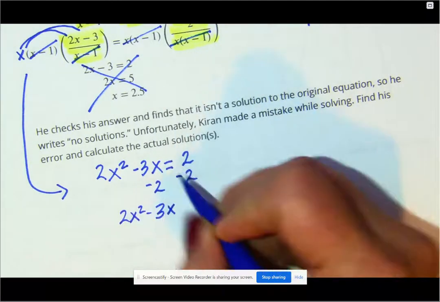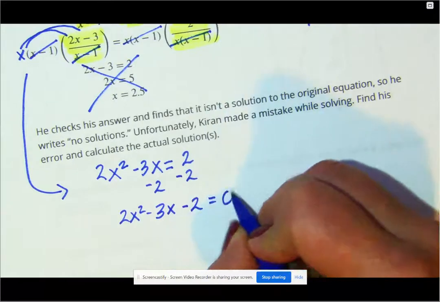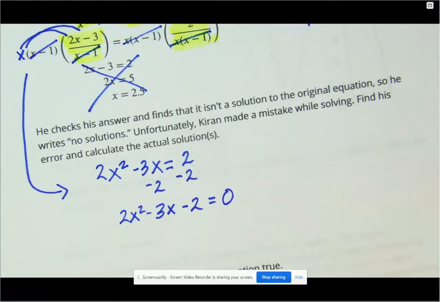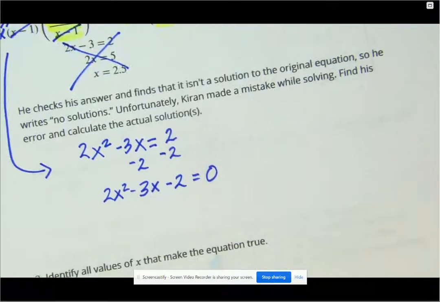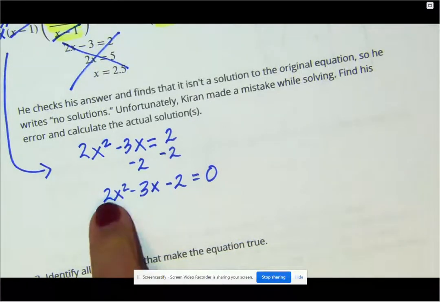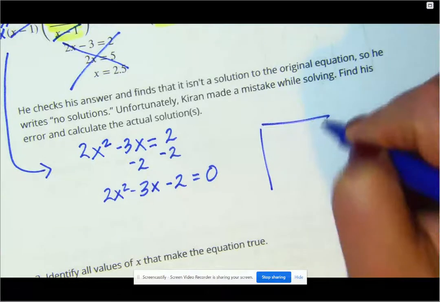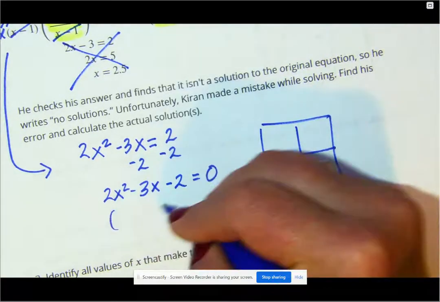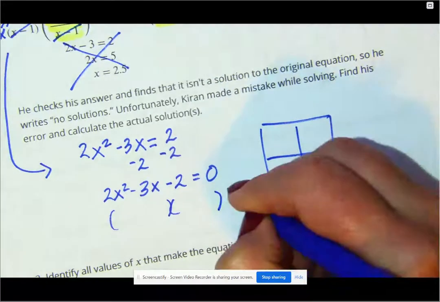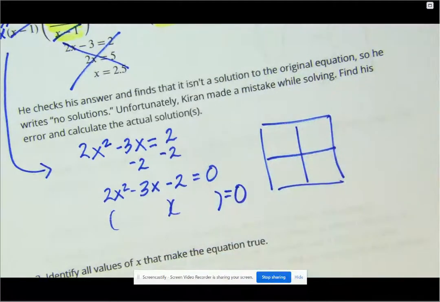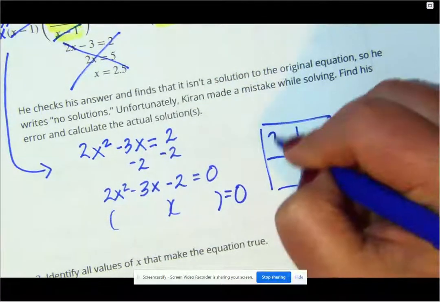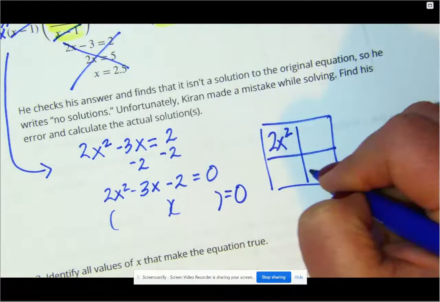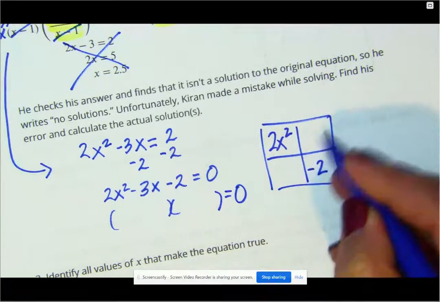No other constants over here, so I'm just going to put that at the end. Now, this one's not as easy to factor because it's got that 2 in front, so you can't do the little shortcut. One way is to work backwards in the box. I put the first term here and the last term here. What goes in these two boxes?